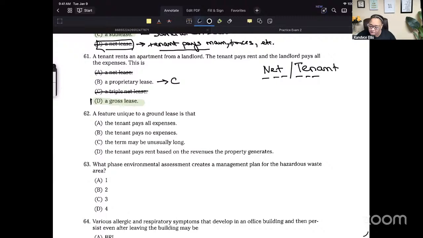But it's for co-ops. Remember, in a co-op or cooperative, the corporation owns the building. And then if you want to live there, you buy shares or stocks in the company. And then that gets you a proprietary lease, which allows you to live there. That sound familiar now? I'm hoping so. Yay.